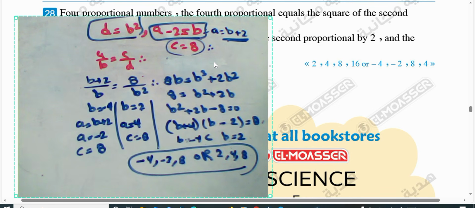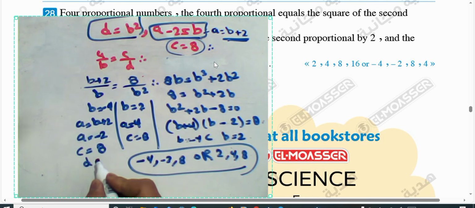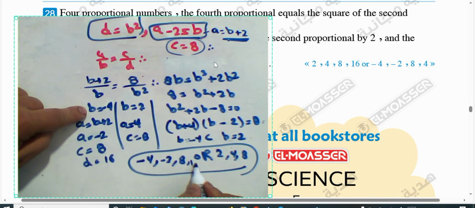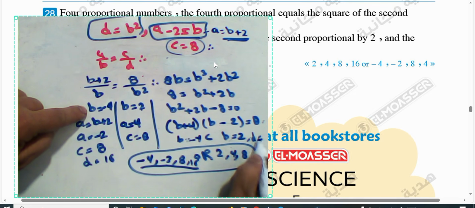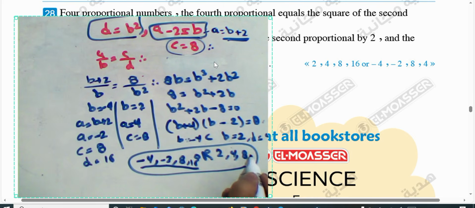Understood? But I also want to find D. Where is D? D was B power 2. Yes, D here will be B power 2. B here was negative 4, power 2, 16. Then we have negative 4, negative 2, 8, 16. And for the other case, D equals B power 2. B was what? 2, 2 power 2, 4. Then we have 2, 4, 8 and 4.